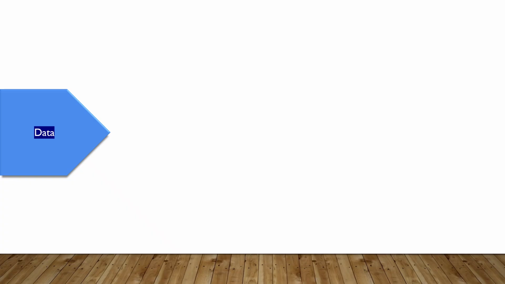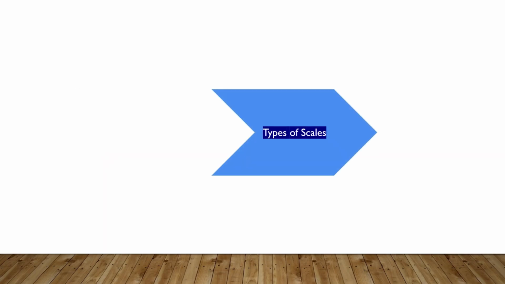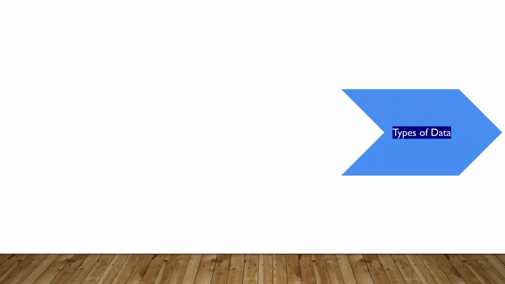Data is the foundation of every statistical study. Without data, we cannot collect information, cannot perform analysis, or draw meaningful conclusions. So let's start by understanding the most basic and important concept in statistics. That is data, followed by what are the characteristics of data, what are different types of scales, and different types of data.